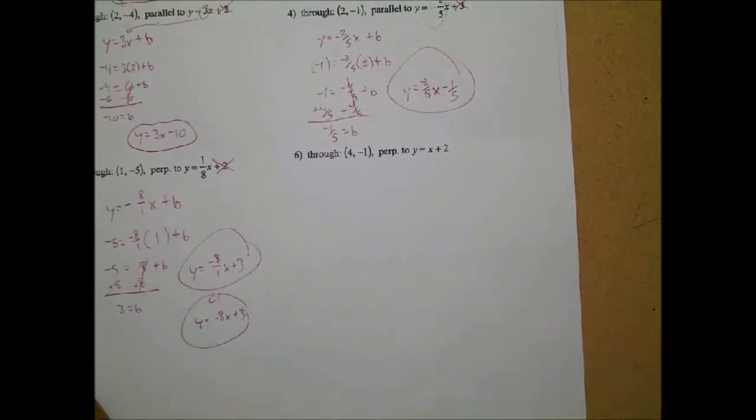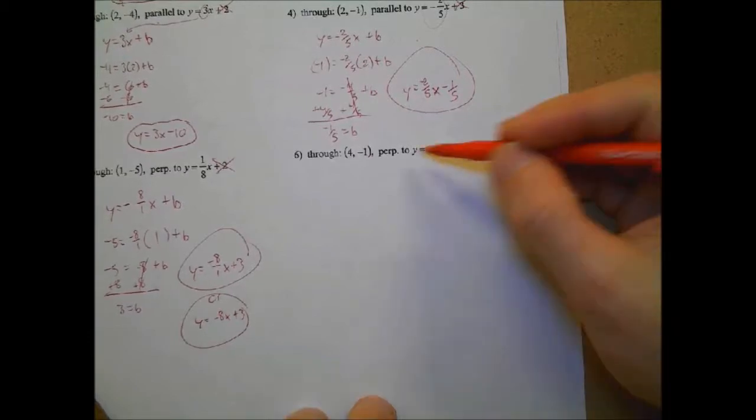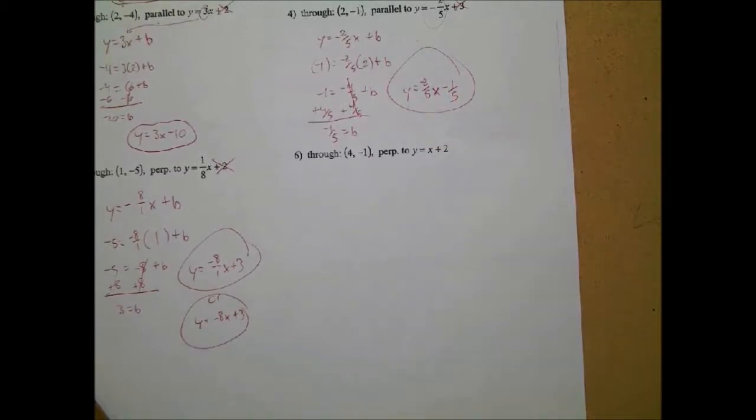Number 6 it is. Here we go. All right, so now the next one. We're going to go through the point 4, negative 1, and we're perpendicular to y equals x plus 2. Okay? So yeah, hang on. Okay, so Alex, what's the slope of this line?